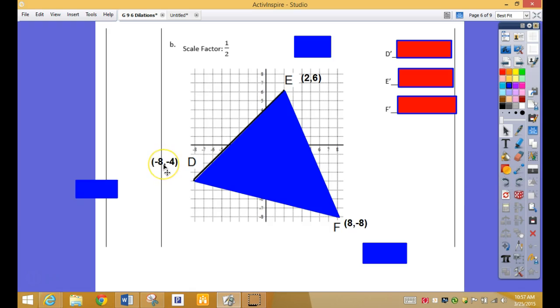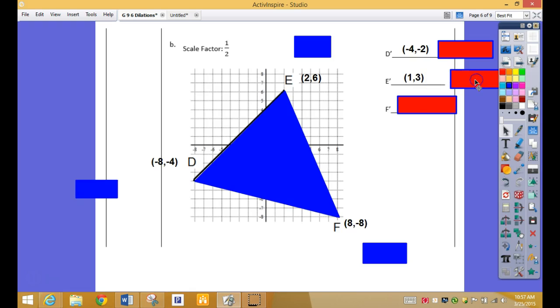So let's work with D first. What is negative 8 divided by 2? Or cut it in half. What is it? What's negative 8 divided by 2? Negative 4. And negative 4 divided by 2 or times 1/2? Negative 2. What did you get for E? 1 and 3. What did you get for F? 4 and negative 4. Excellent.